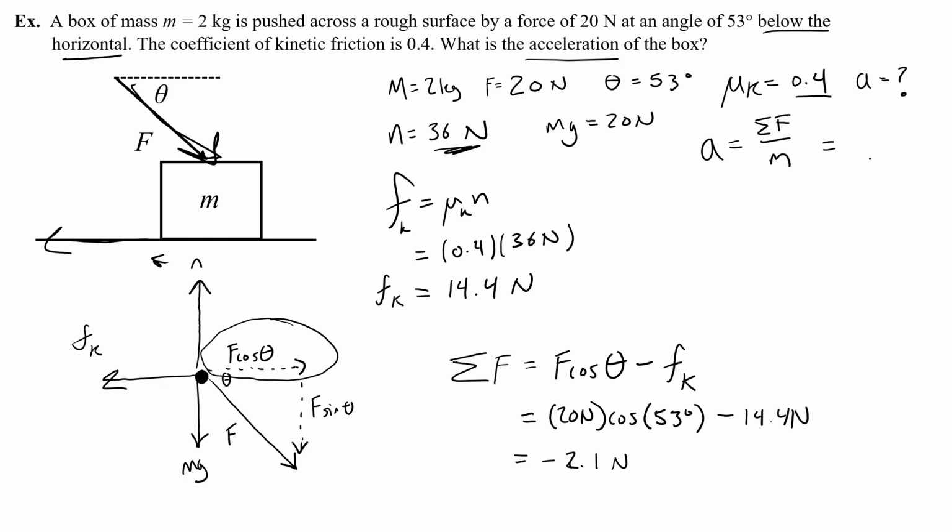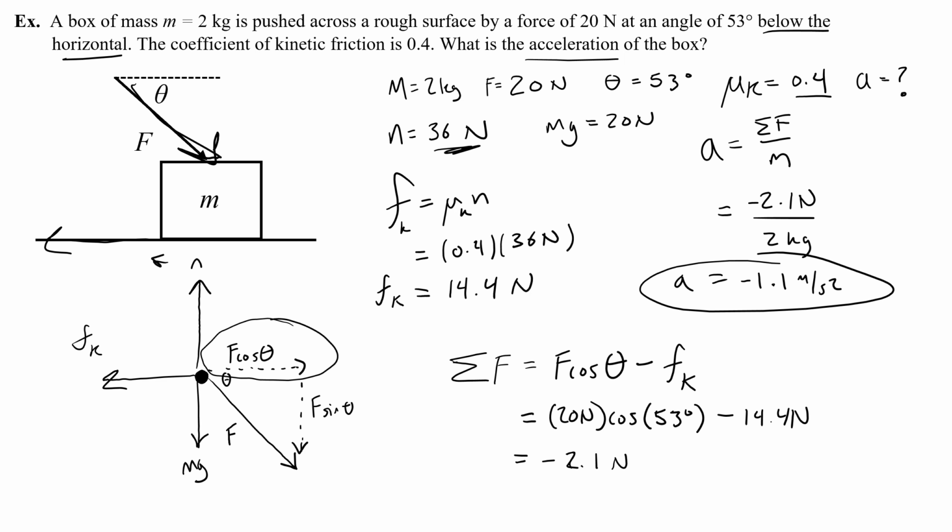So when I use my acceleration equation, net force over mass, I'm going to use negative 2.1 newtons, divide that by 2 kilograms, and I'm going to get negative 1.05, we'll say negative 1.1 meters per second squared, which is an acceptable answer. That negative just means that the acceleration is to the left.